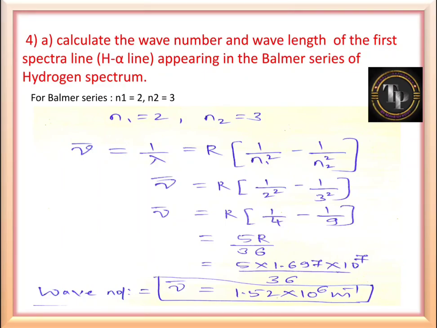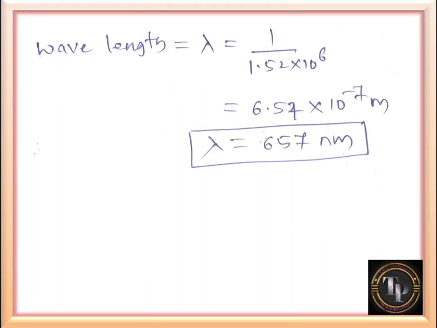Very important. This is the wave number we got, but what we want is wave number as well as wavelength. That we will calculate. Wavelength lambda is equal to 1 by wave number, 1 by 1.52 into 10 power 6. So when you do it, you get 6.57 into 10 power minus 7 meter. 657 nanometer also you can write.